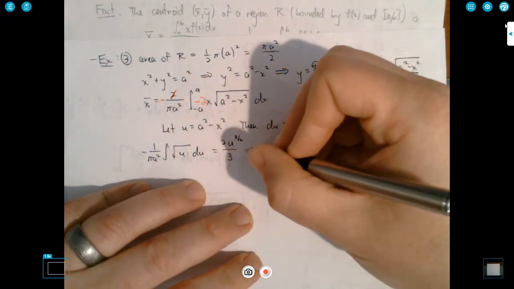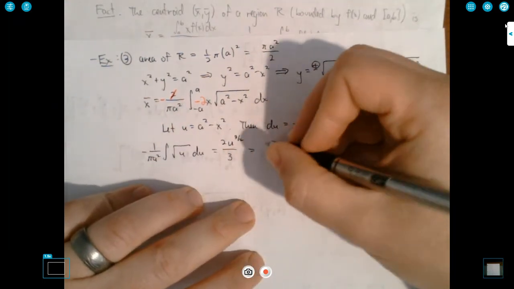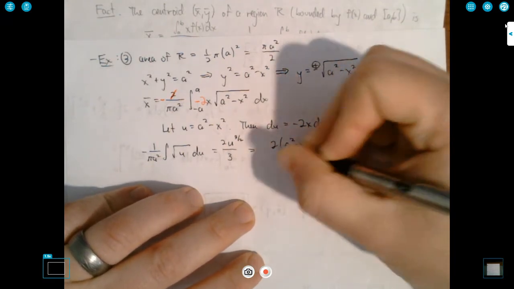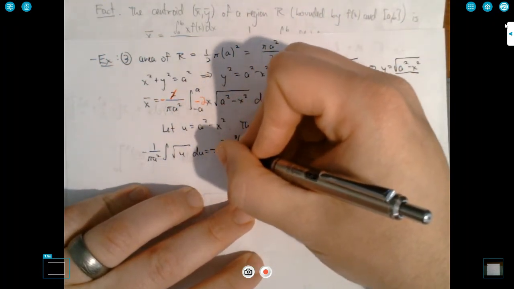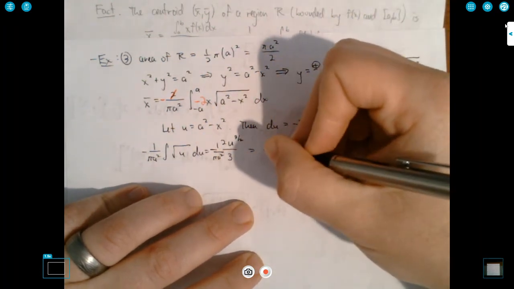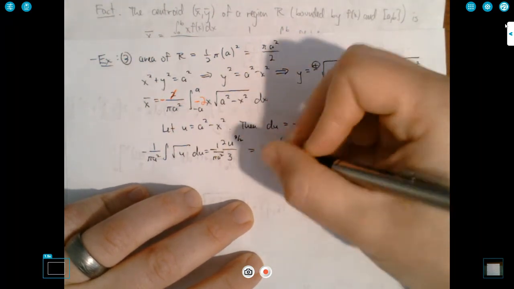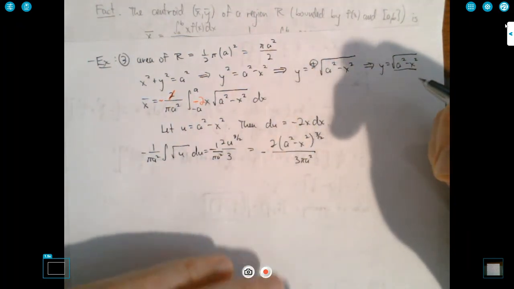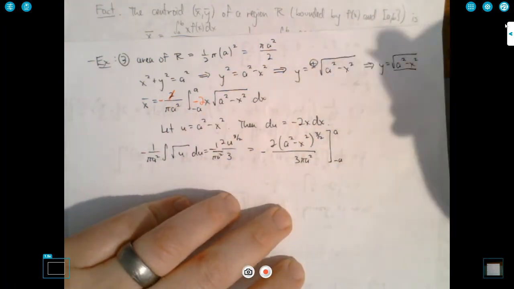Now I can back substitute and say, well, u was really a squared minus x squared. So this is 2 times a squared minus x squared to the 3/2 divided by 3. Oh, shoot, and I'm missing the negative 1 over pi a squared, right? So, and here I need it as well. So maybe I'll just do this. Pi a squared negative. Okay. But this I need to evaluate between negative a and positive a.